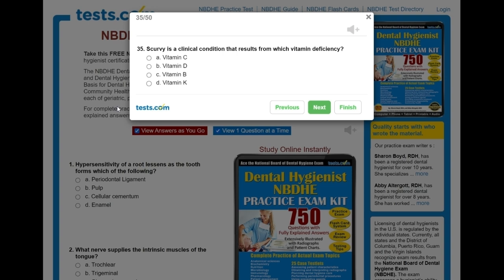Question 35. Scurvy is a clinical condition that results from which vitamin deficiency? A. Vitamin C. B. Vitamin D. C. Vitamin B. D. Vitamin K.